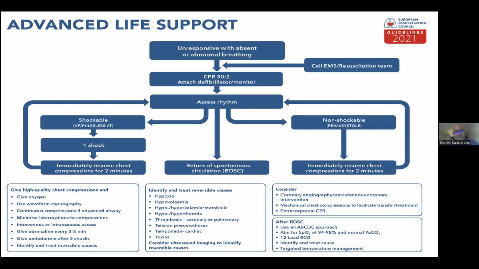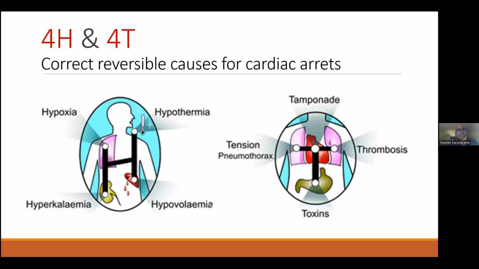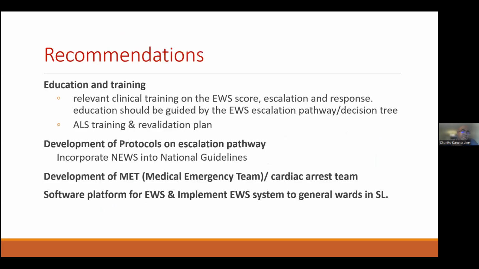If the patient is not recovering well, then you have to see whether there are any reversible causes. There are 4 H's and 4 T's in resuscitation. Remember the 4 H's: hypoxia, hypothermia, hypovolemia, and hyperkalemia are reversible things. Always remember whether you have excluded these, as a team member doing the resuscitation. The 4 T's are cardiac tamponade, tension pneumothorax, thrombosis, and toxins, right? So remember your 4 H's and 4 T's.